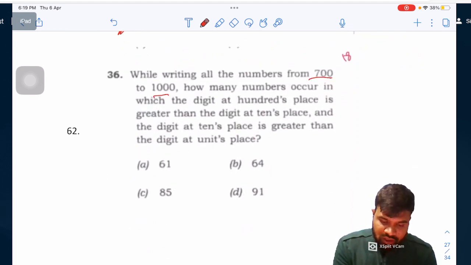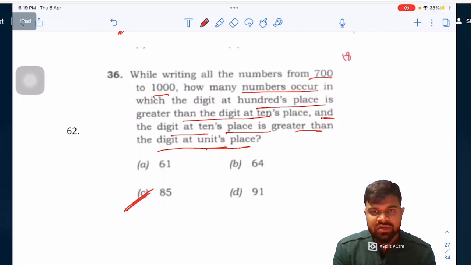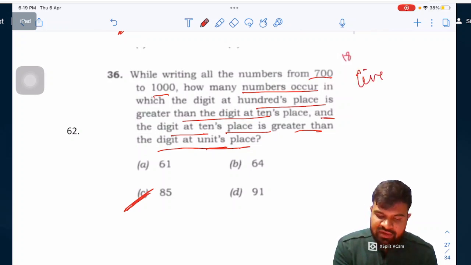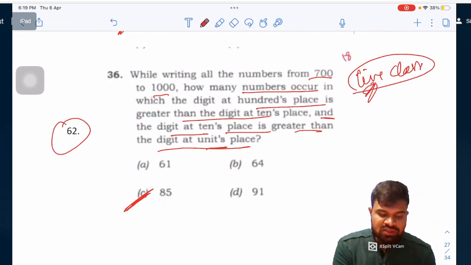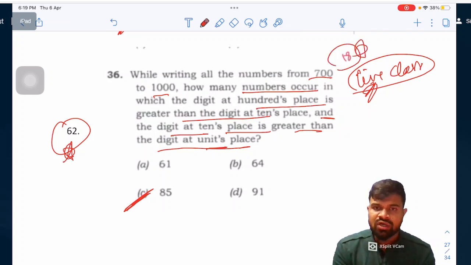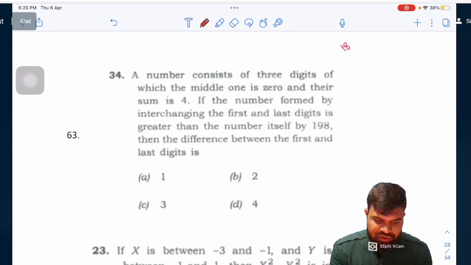Numbers from 700 to 1000: how many numbers have the digit at the hundreds place greater than the digit at the tens place, and the digit at the tens place greater than the digit at the units place? This is a typical question. I want you to do it using the calculation method, and I will discuss it in the next live class. Question 62 is a typical UPSC question of 2018. The answer is 85. I want you to do it by the counting method yourself, but if that doesn't work, we will discuss it in the live class so that any doubt is resolved.